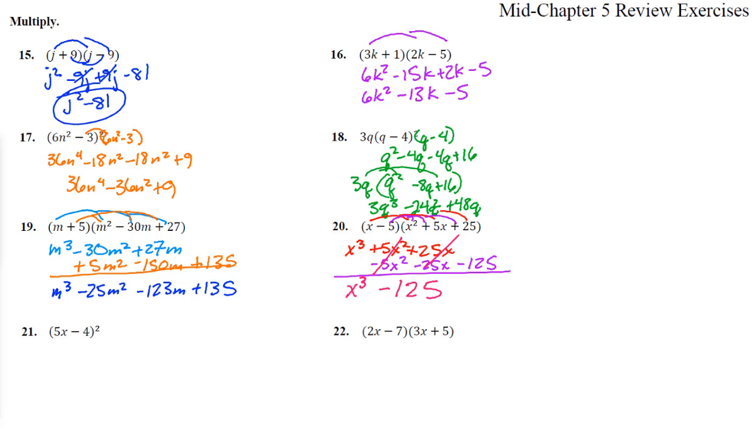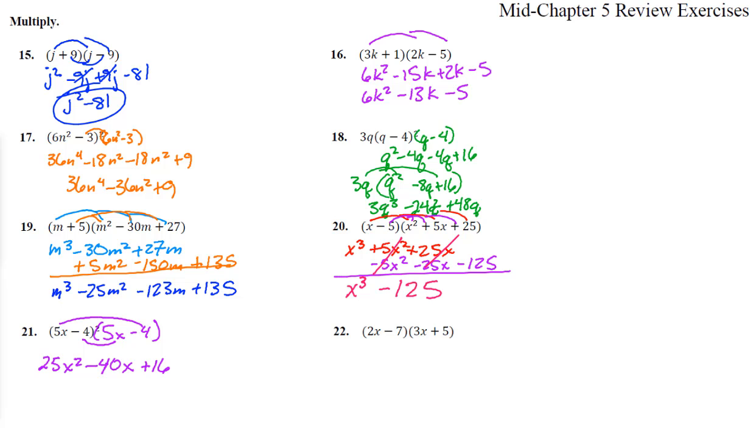All right, next one is number 21, 5x minus 4 squared. That means 5x minus 4 times 5x minus 4. We're starting to get the pattern. We're going to get a 25x squared. Then notice that we have a minus 20x and a minus 20x. So that's a minus 40x. So yeah, 5 times 4 is 20, doubled is 40 will be the middle term, and then minus 4 times minus 4 is a plus 16.